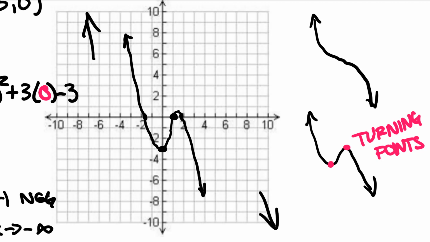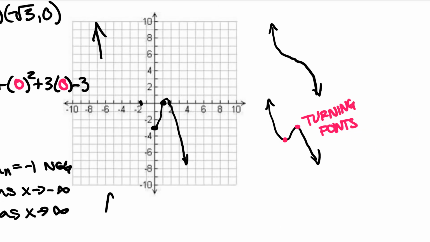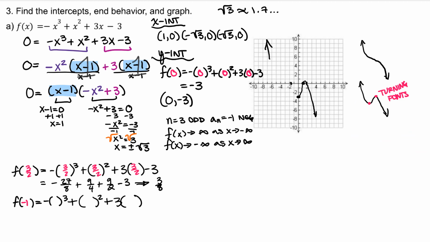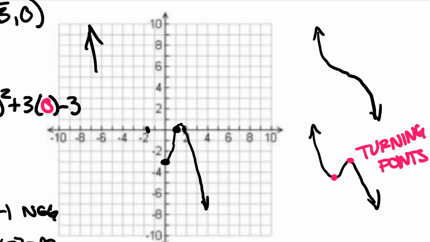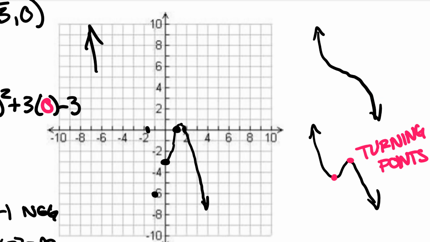Okay, actually, I think I'm going to plug in -1 because I'm not really sure that our y-intercept is also our turning point. So when I plugged in -1, I got -6. That still may not be our actual turning point, but it's a lot closer than -3 was, right? So now we're going to come back up through this x-intercept, and what happens after that? Oh, we keep going toward infinity forever and ever.